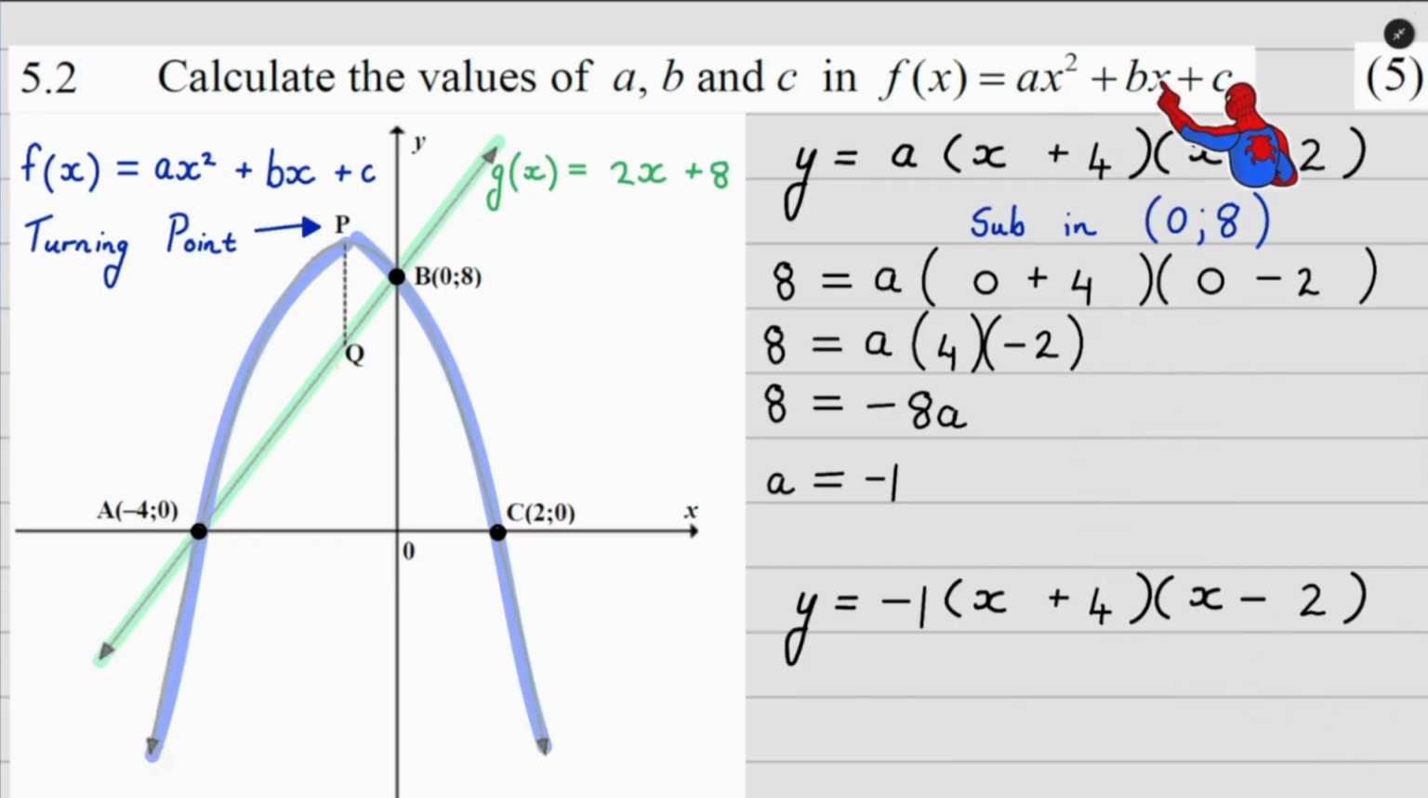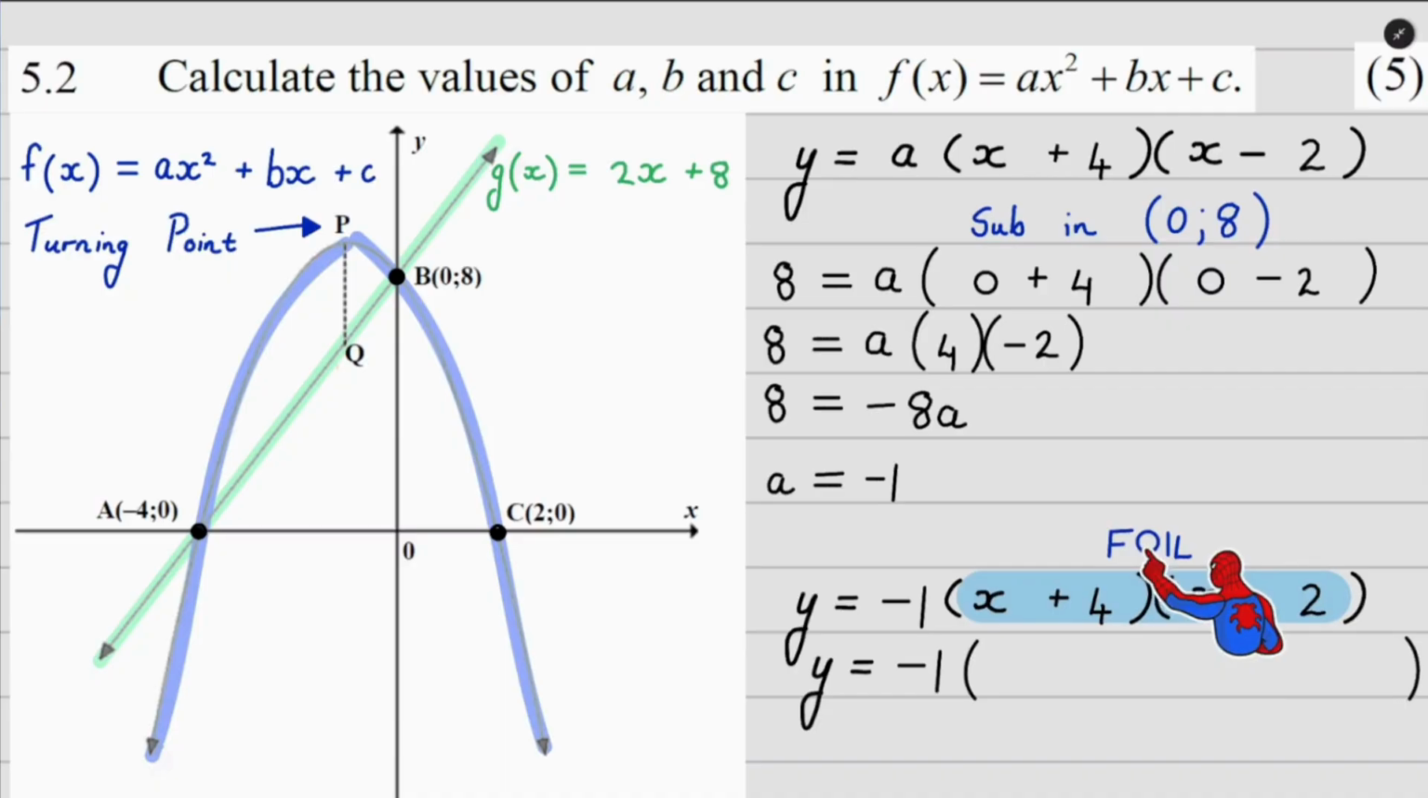Now they want it in this format, and to change this format into that format, I need to FOIL and distribute, my bro. And when I FOIL, I'm going to keep it wrapped in brackets because I'm going to have to distribute this negative 1 after we FOIL and simplify. x times x is x squared. And then I get a minus 2x with the outer terms, a plus 4x with the inner two terms, and a minus 8 with the last two terms.